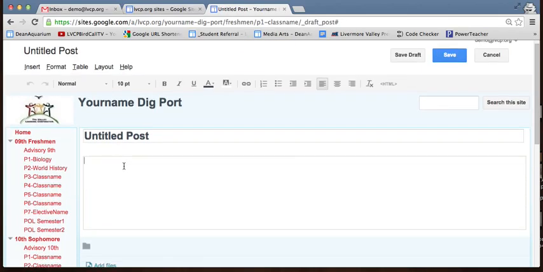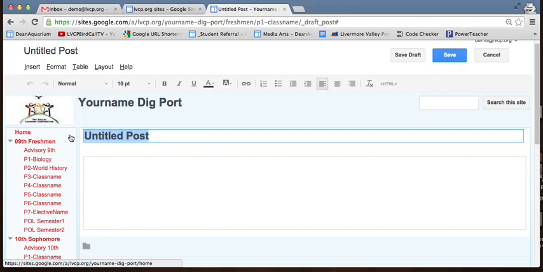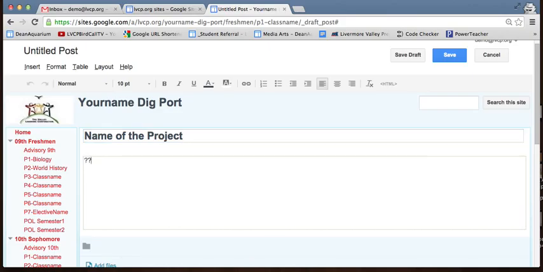and it'll create its own little mini page. I'm going to start by titling this with the name of the project. Now, what next? What would you put there? I would say you need two things: a paragraph of text and some sort of artifact.